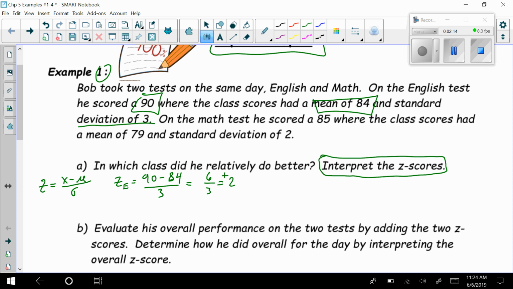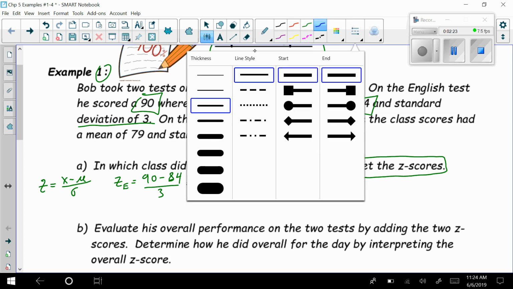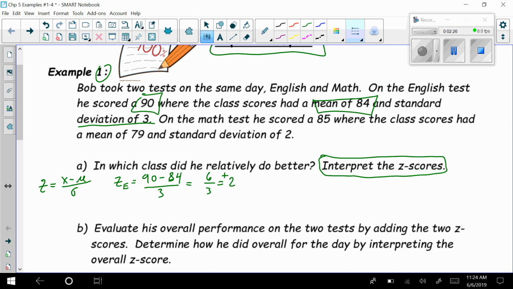Okay. Now we do the z-score for his, let's get a different color here. The z-score then for his math would be, well, he has an 85, a mean of 79 and a standard deviation of 2. Well, that's a z-score then for math would be an 85 minus 79 divided by 2. That is 6 divided by 2, which is a positive 3. Again, we anticipate it being positive because he's above average. This one is a 3, this one is a 2.